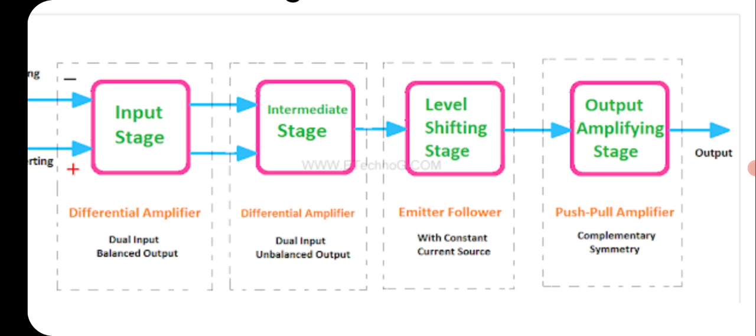In the level shifting stage, we make use of an emitter follower, just a simple emitter follower, where the DC output voltage level, which might have increased because of the cascaded multi-stage differential amplifiers, will be brought to zero with respect to ground. Then the final output is given to the last stage, that is the output stage. Let us see what happens in the output stage.